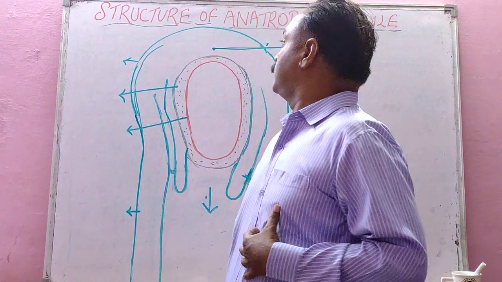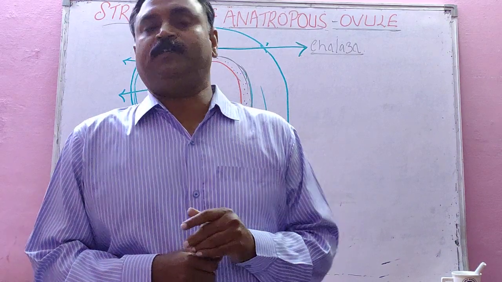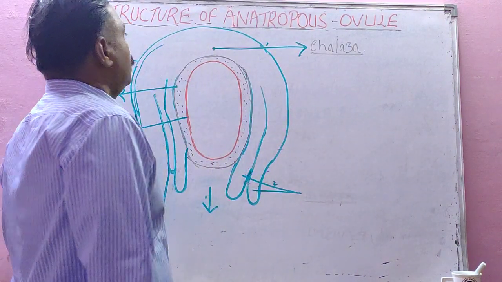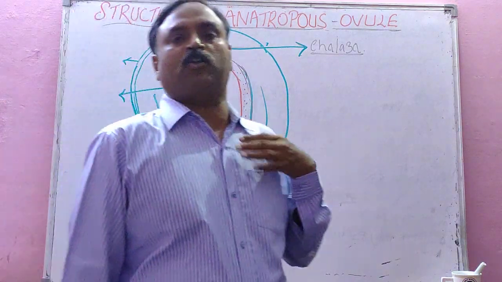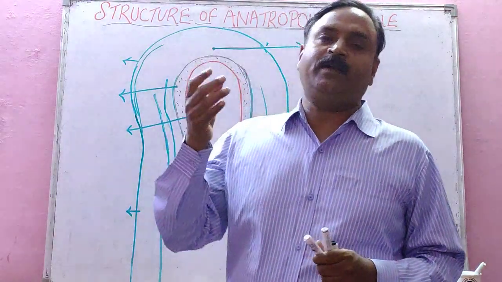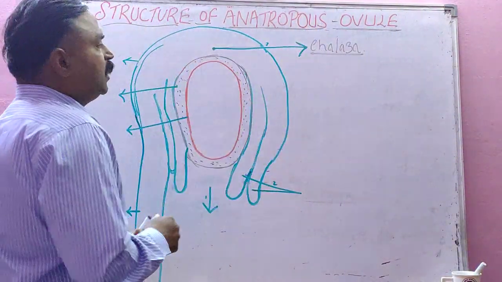Now student, we are going to study the structure of megasporangium, that is ovule. There are many kinds of ovule in angiosperms, but the most primitive is the anatropous ovule. Orthotropous is also there, but the most primitive, and in the maximum of flowers, they have anatropous ovule.